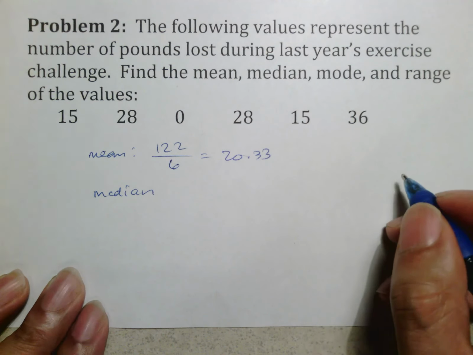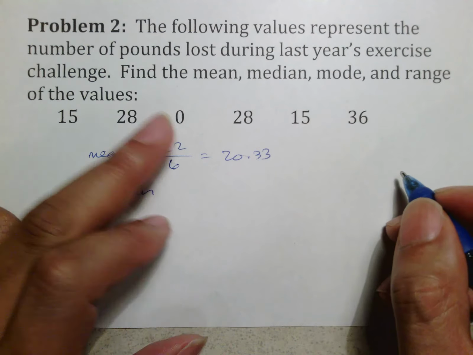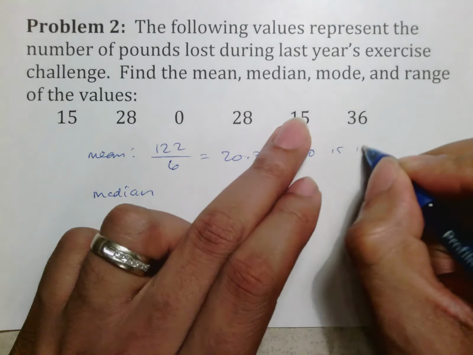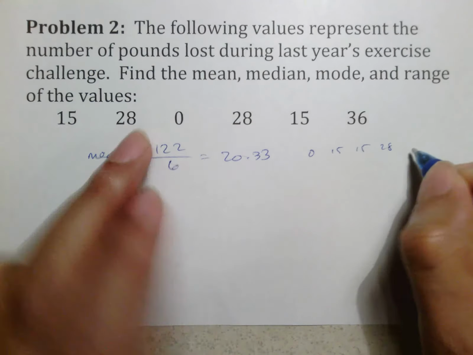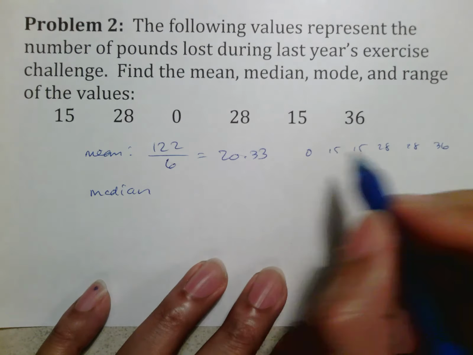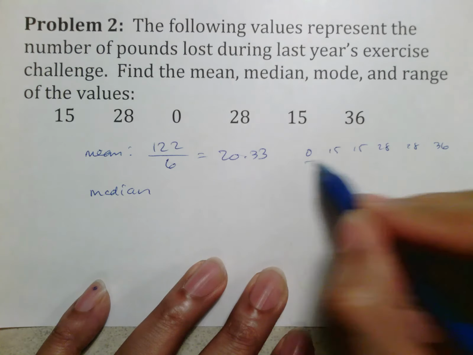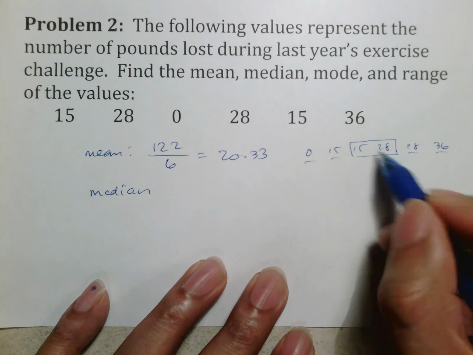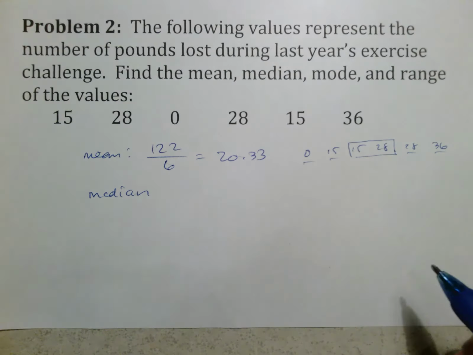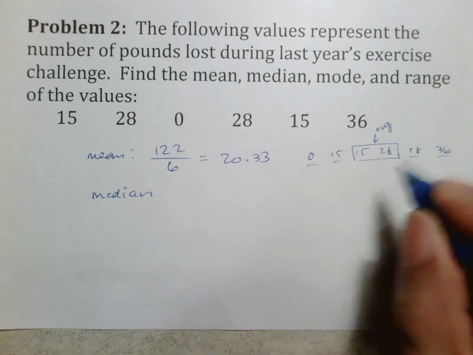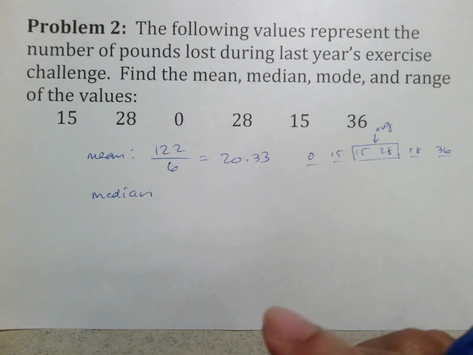Our median is going to be different though, because we have an even number. So here, zero first, 15, 15, 28, 28, 36. In this case we've got 0 going with 36, 15 going with 28, and notice there is no true middle. We've got 2 numbers in the middle. Now whenever you have 2 numbers in the middle, you take the average of those 2 numbers to find out what the actual median is.